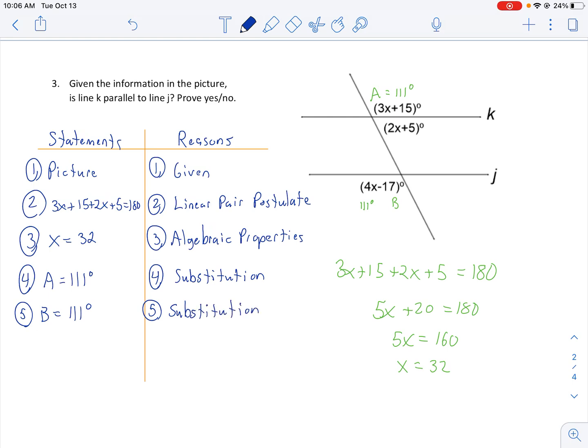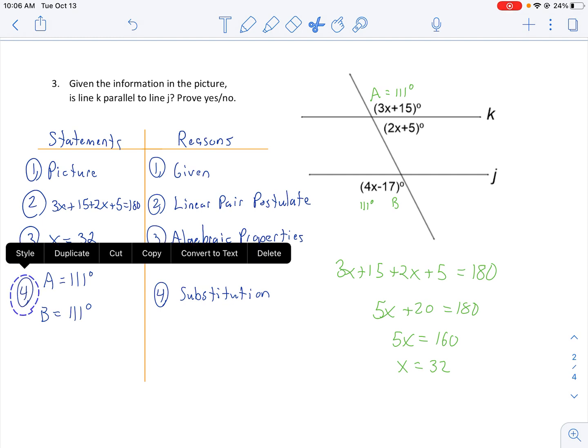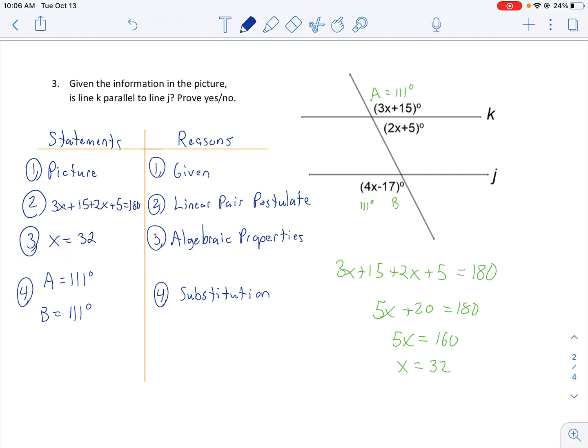You could probably write these as a single statement instead of two separate statements. Just say A equals 111 degrees, B equals 111 degrees, and you could say substitution once. So to show you what I mean, I think this would be acceptable. So we can say statement 4 is that. And then we could just say, like that, substitution. So we did both of those for the same reason. I think that would be acceptable. Looks nicer if it looks like that, I guess.